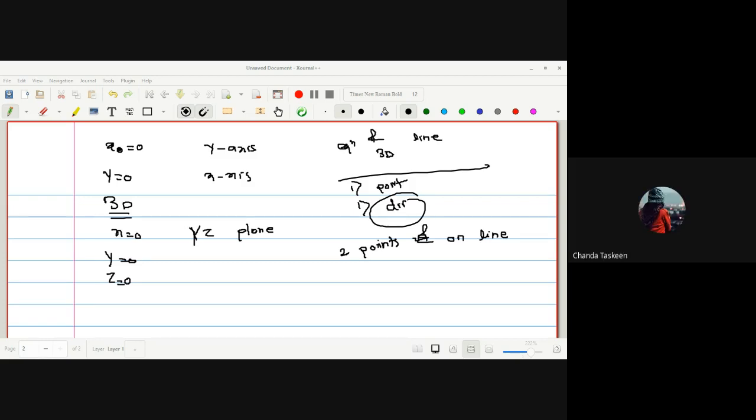But T is not given. No, T is not given. Because the direction vector is not provided, how do we find the equation of a line? Instead of a direction vector, they have given the 2 points. Initially, we had 1 point on the line and a direction vector. But now only 2 points are given. The direction vector is not given. So how do we find out the equation of a line?